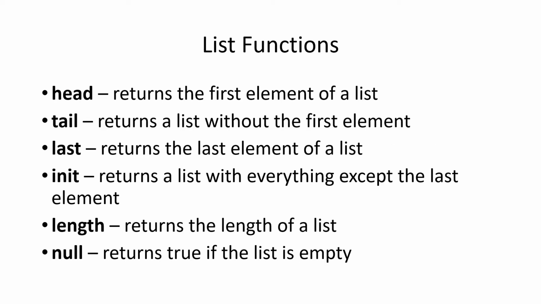There are some very useful simple list functions. Head returns the first element of the list. Tail returns a list without that first element. So head and tail work together. Head gives you the first one, tail gives you the rest. Although note that head is an element, tail is a list. Similarly, but in the other direction, last returns the last element, and init returns everything but the last element. And of course, length returns the length of a list, and null is true if the list is empty.